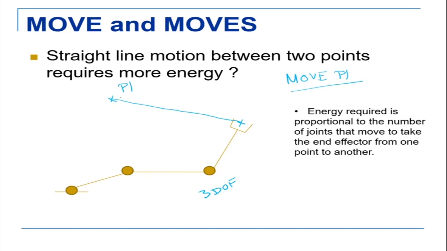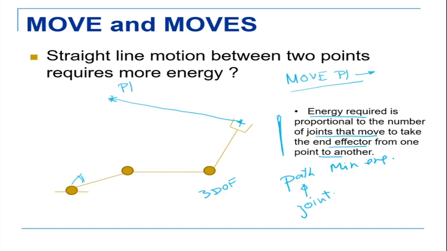What it will do is find a path which minimizes the energy requirement. This path will basically be at the joint level. We saw in our trajectory planning that the trajectory is fitted on the joint, not at the end effector. The energy requirement is proportional to the number of joints that move to take the end effector from one point to another. So, it will move the smallest number of joints to take the end effector from this point to that point. If only one joint is enough, it will move only one joint. This is also called least motion norm.